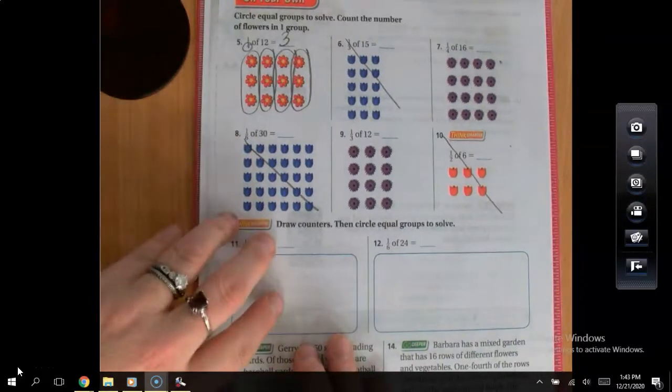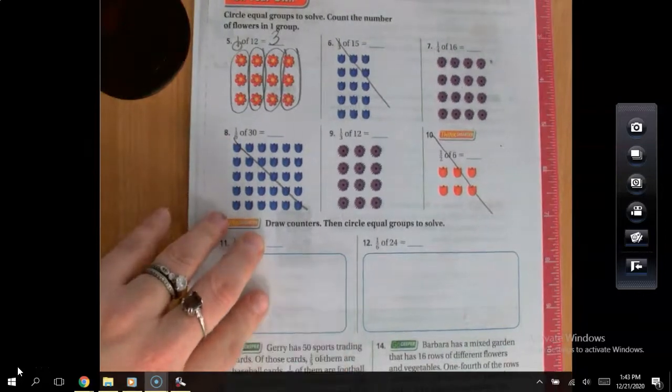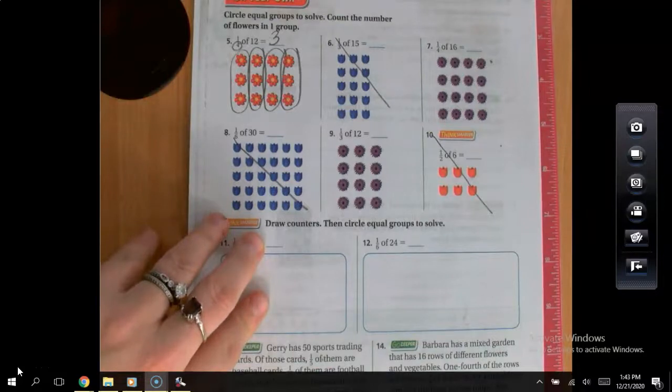Okay, you do number 7 on your own. I'm going to give you a minute to complete number 7, and then I'll do it, and you can see if your answer matches my answer. So go ahead and try number 7 on your own. 1/4 of 16.